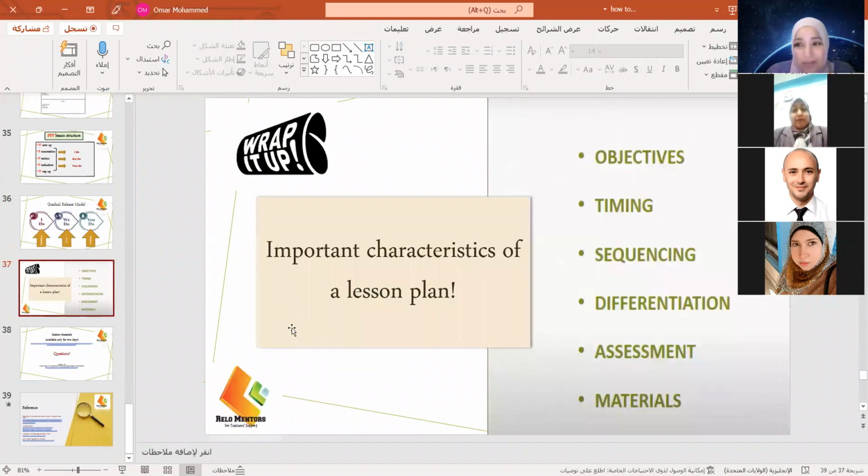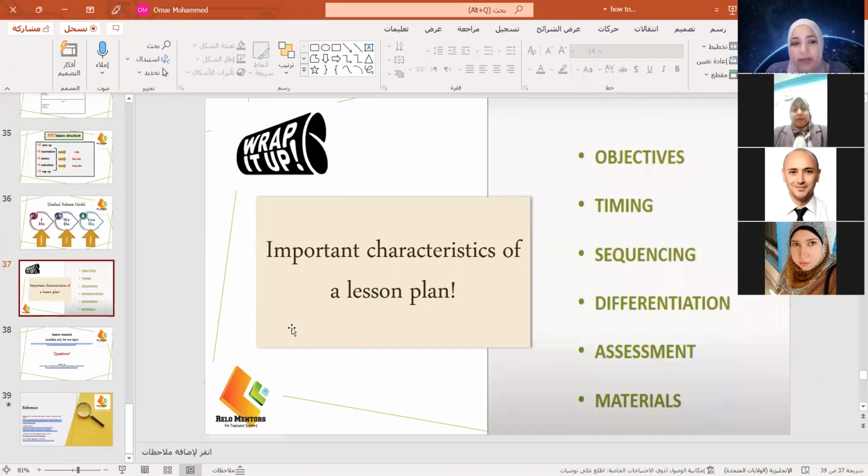Let's wrap up our lesson today with these important characteristics of the lesson plan. Objectives, we talked about how to create the objective. Timing, it's very important to watch the timing during the class. Sequencing, every step of the lesson has to go in sequence. They are not isolated activities. And differentiation, we have to take care of differentiation in a lesson plan.